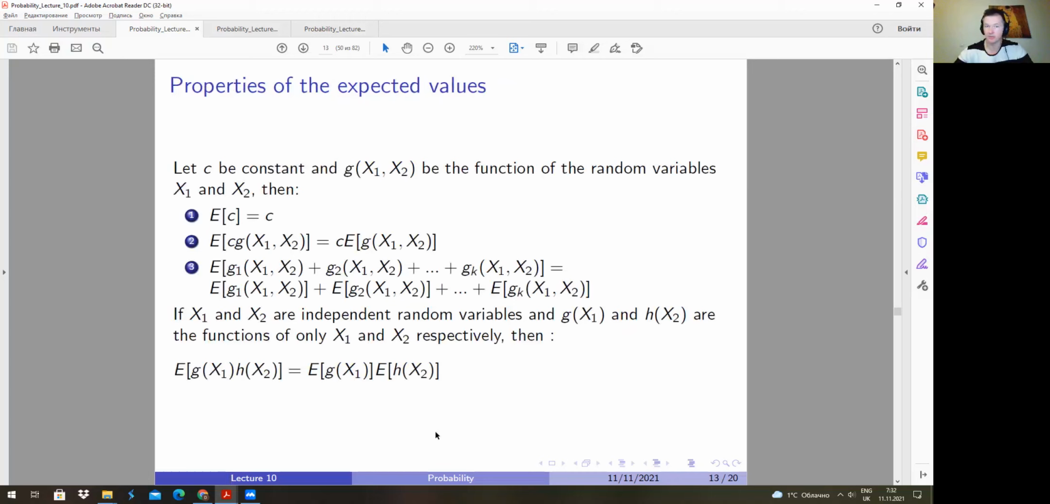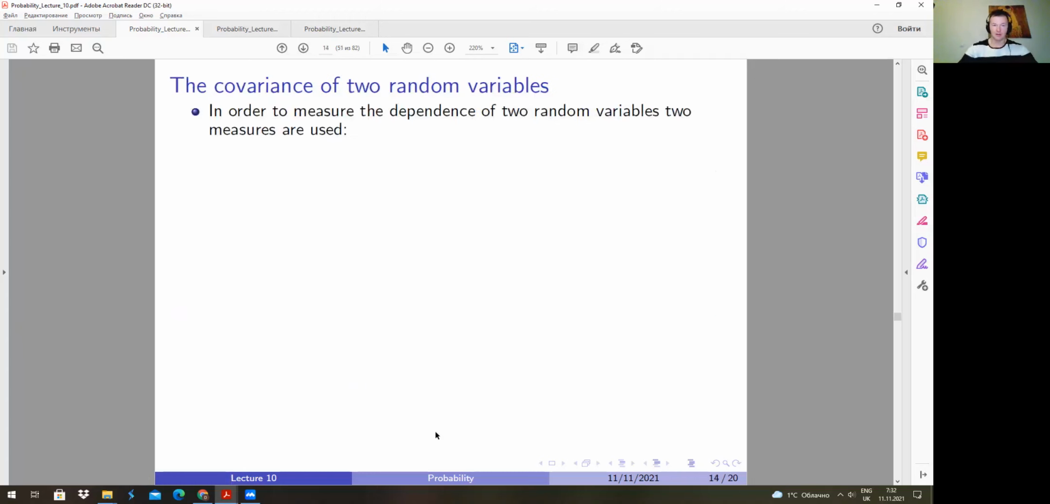Any questions about these properties? Okay, good.